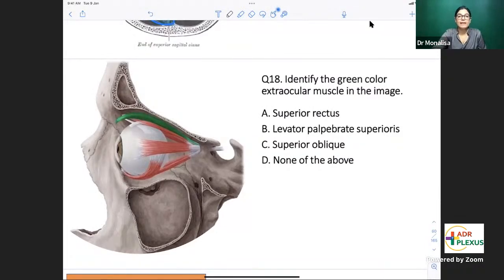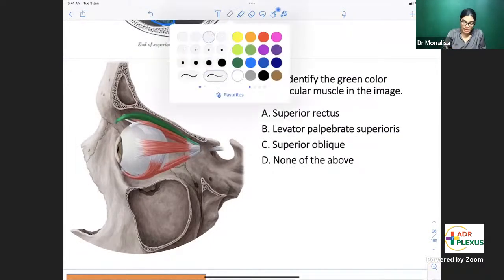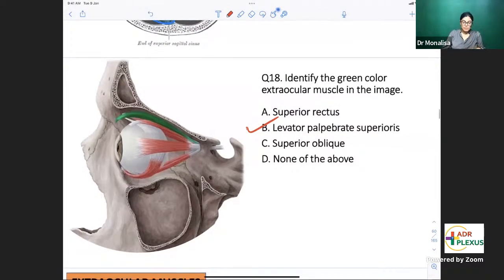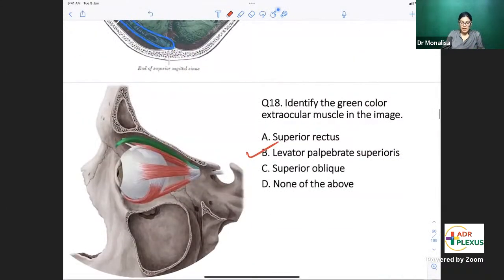Identify the green color extraocular muscle in this image. LPS, levator palpebral superioris, is absolutely correct. Yes, this muscle is levator palpebral superioris. So I would like to show you this image and help you to understand the identification.